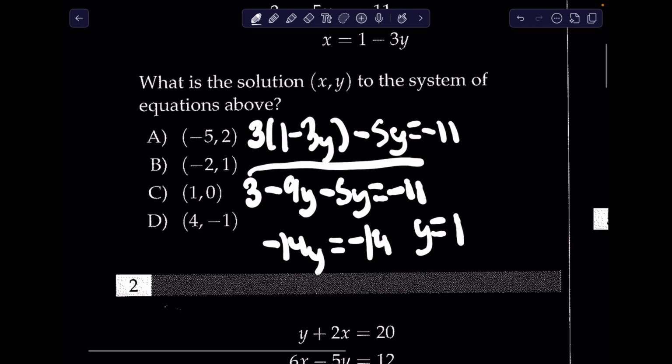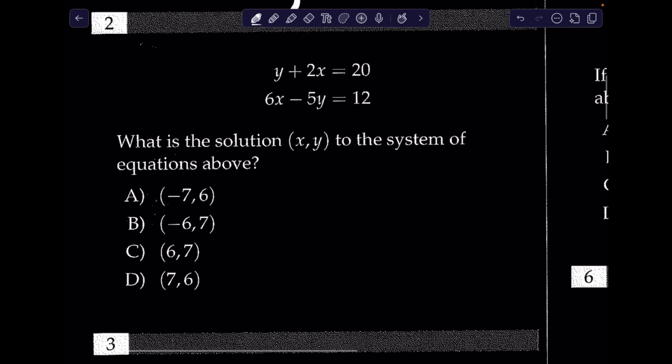Now instead of solving, to save some time, we can go to the answer choices and cross out anything that doesn't have a 1 in the y place. So you can cross out this, this, and this. And that leaves us with one answer, B. Now let's go on to question 2.